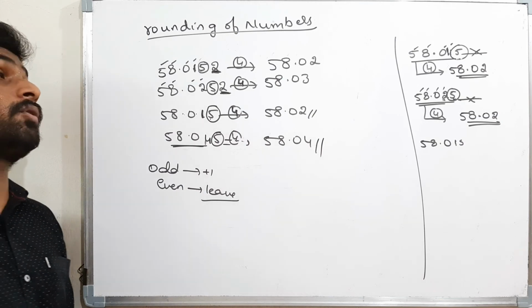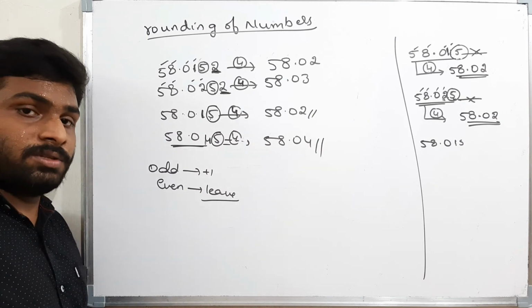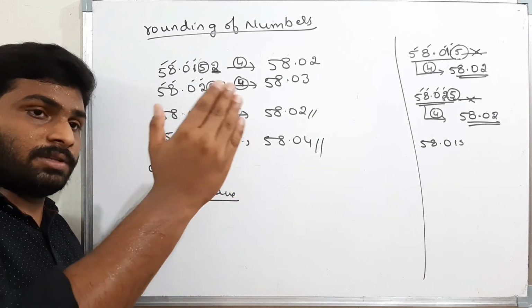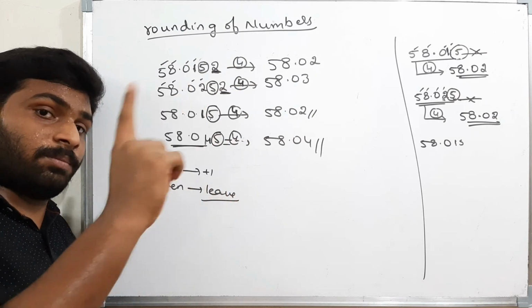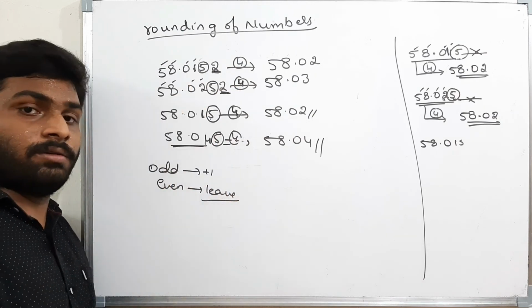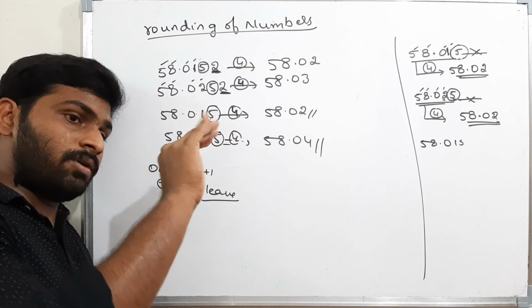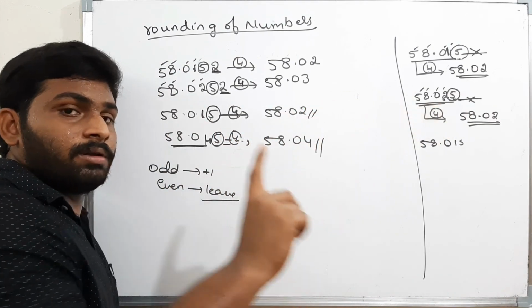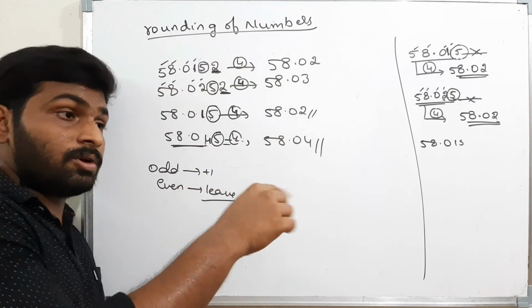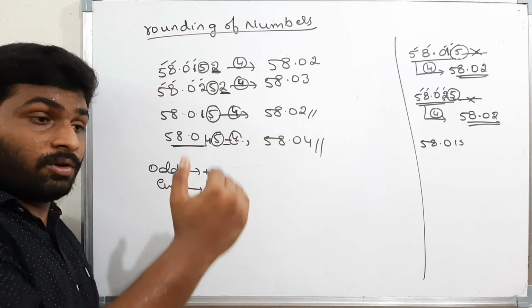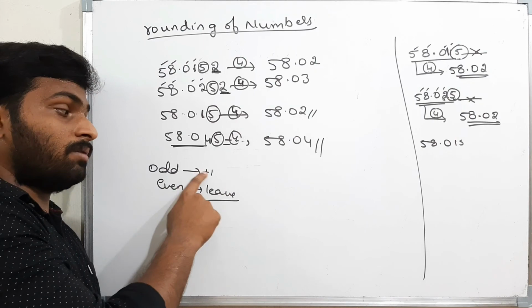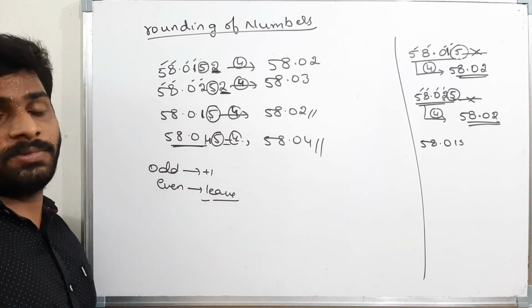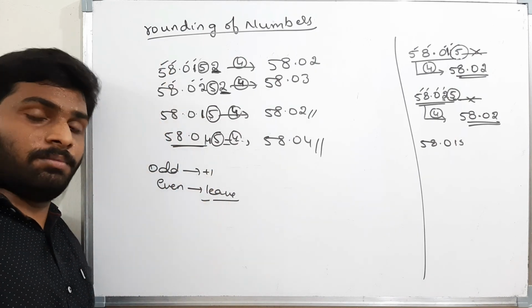These are the rules of rounding of numbers. First we have to see whether it is less than 5 or greater than 5. If it is less than 5, leave as it is. If it is greater than 5, plus 1. Now if it is equal to 5, then 2 rules. I have to see whether it is followed by a number or not. If it is followed by a number, then plus 1. If it is not followed by a number, then I have to see whether the before number is even or odd. If it is odd, plus 1. If it is even, leave as it is. These are the rules of rounding of numbers.